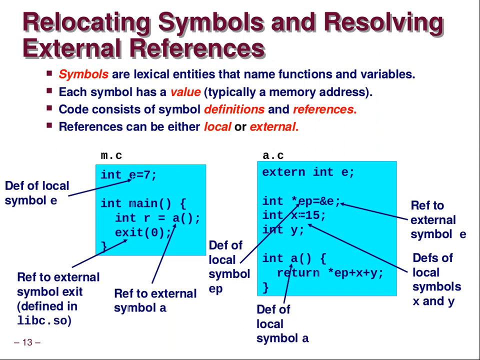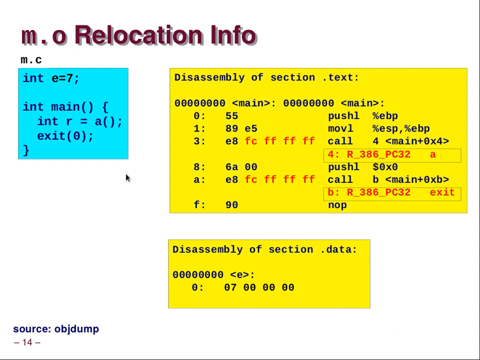Def local symbols X and Y. Great. Local symbol A. It's local to the file, but you make it external when you're trying to use it here, because that's when you're trying to link it together. You should have inside m.c your definition of the function A, so it could actually know what needs to be called.